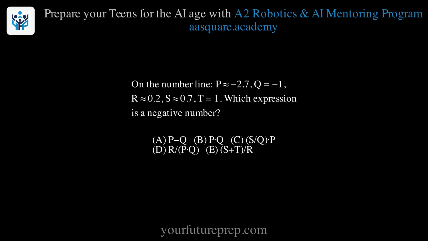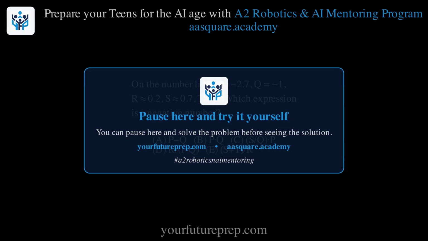The choices are P minus Q, P times Q, the quantity S over Q times P, the quantity R over the product P times Q, and the quantity S plus T over R. You can pause here and solve the problem before seeing the solution.